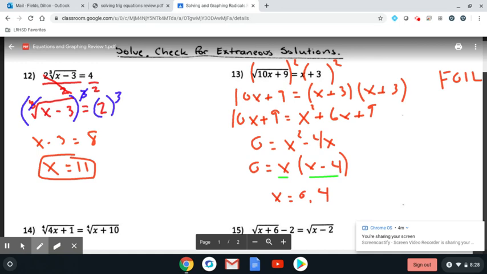Now remember, because you guys ended up squaring both sides, just make sure you check for those extraneous solutions by plugging things back in to make sure it's still true. So when we plug the 0 back in for x into our original equation, we would end up getting the square root of 9 is equal to 3, which is true. If we plug the 4 back in, we would get the square root of 49 is equal to 7, which is also true. So in this case, both of these answers work. It's going to be 0 and a positive 4.